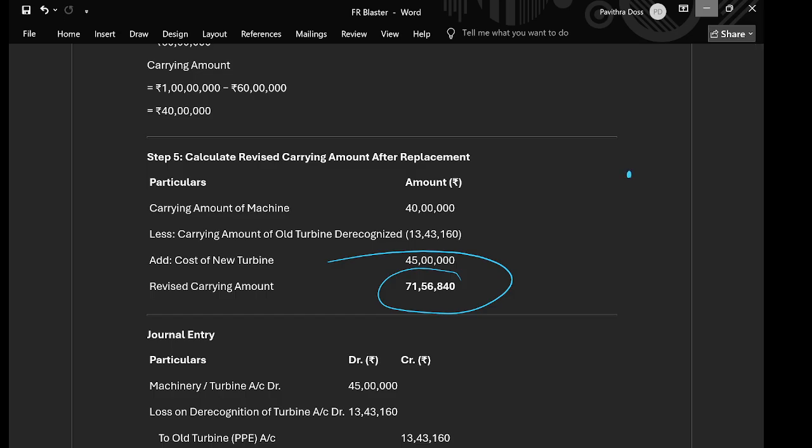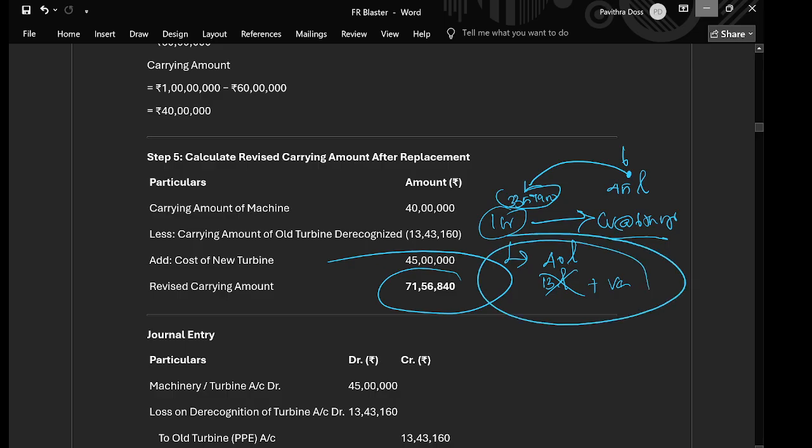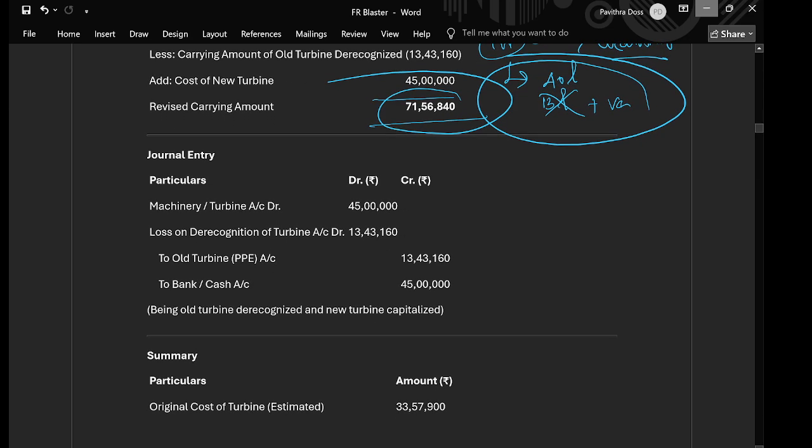We know the value of the turbine at the end of the sixth year, which is 45 lakh. And at the beginning it was 33,57,900. This is included in 1 crore. Let us go about depreciating and arriving at the carrying value at the sixth year. Then we find the carrying value of both at the end of the sixth year. The carrying value of the machinery is 40 lakh, and this carrying value is 13 lakh 43,160. So we are removing that and adding the new value of the turbine. Then our revised carrying amount is 71,56,840.